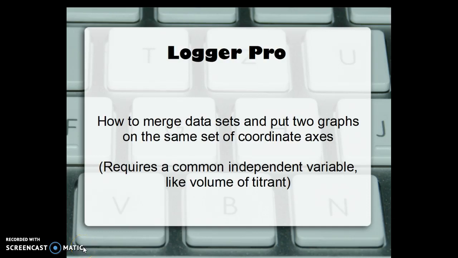Let's look at how we can put two data sets and two graphs on the same set of coordinate axes using the Vernier program LoggerPro. Now this requires a common independent variable like the volume of titrant. We use this to show conductivity and pH as functions of the amount of sodium hydroxide being added.